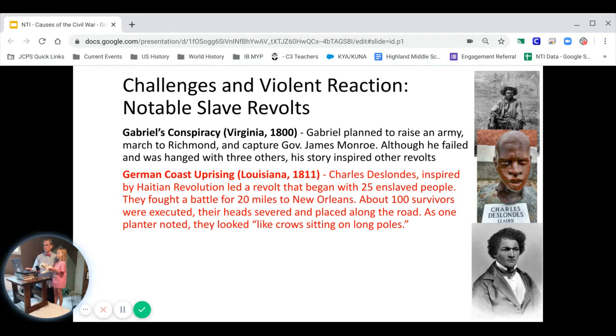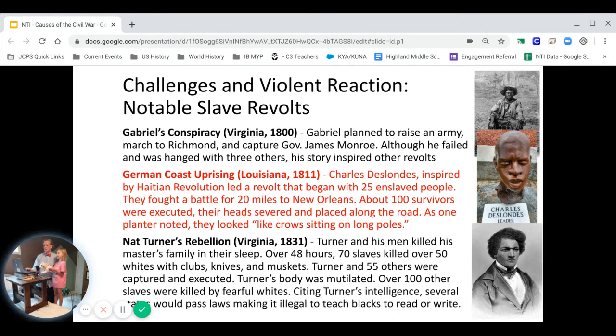About 100 of the survivors who were caught later and captured were beheaded, and they put their heads on stakes and lined up the road with them so that other enslaved people could see, here's what happens if you try to escape. So again, you have a challenge to the slave system and a really way over the top violent reaction to it.